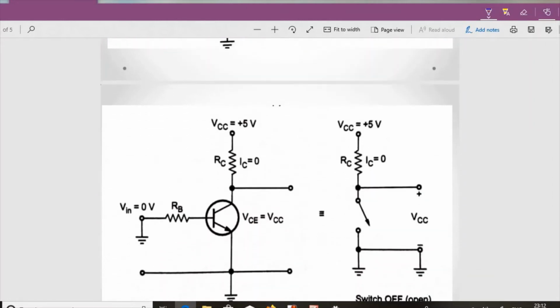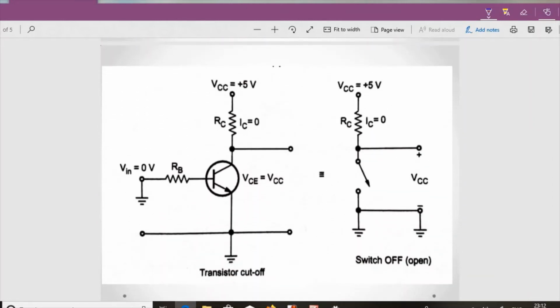Similarly, when the input is low, or we know that it is grounded, 0 volt is nothing but you can also replicate it as ground. So when you are getting it at ground, this works as an open switch. So when it is working as an open switch, the potential difference out here, you get the same potential difference here also.